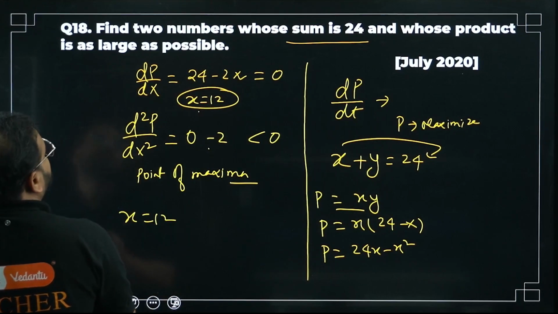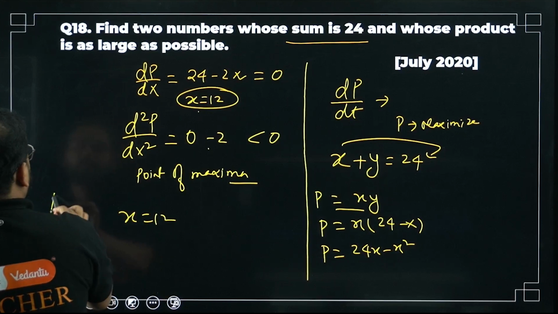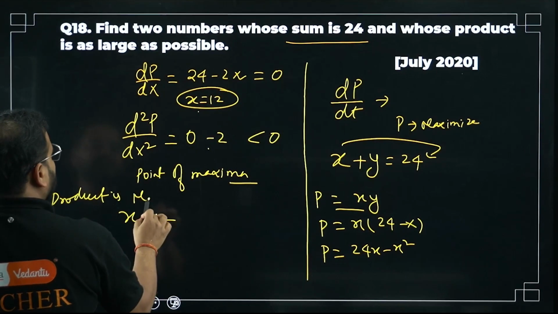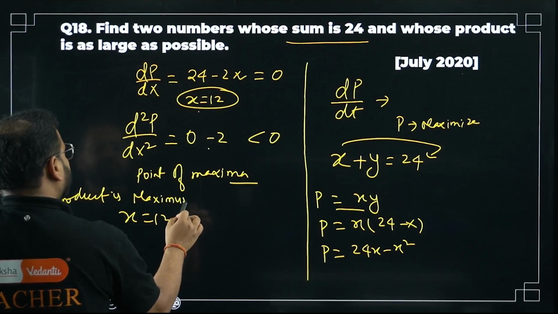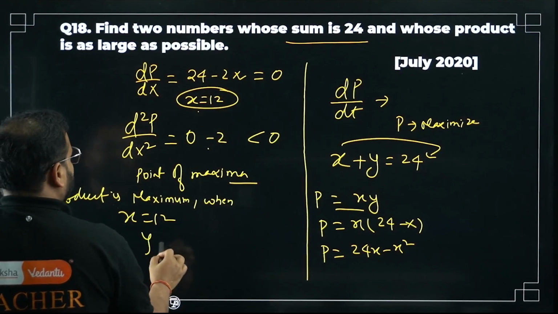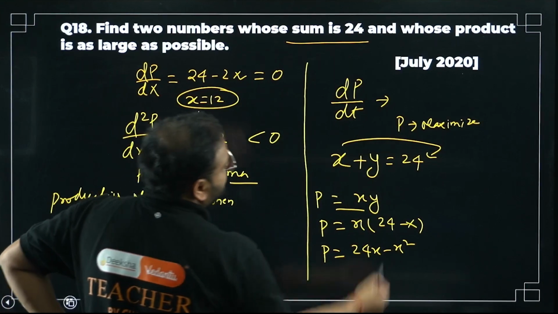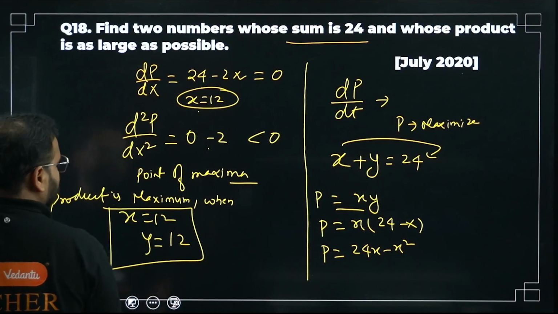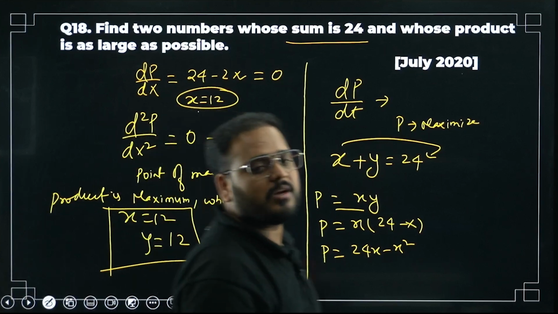So the product is maximum when x is 12, and y is what? The sum is 24, right? So y is also 12. This is your answer: x is 12 and y is 12. Please check.